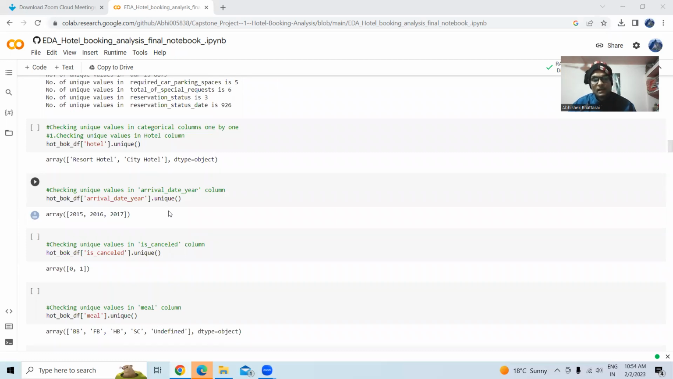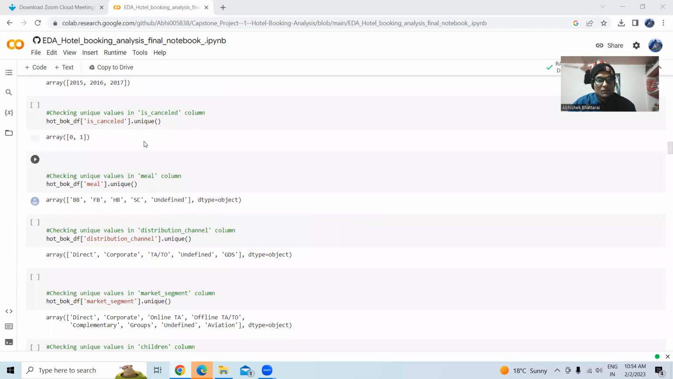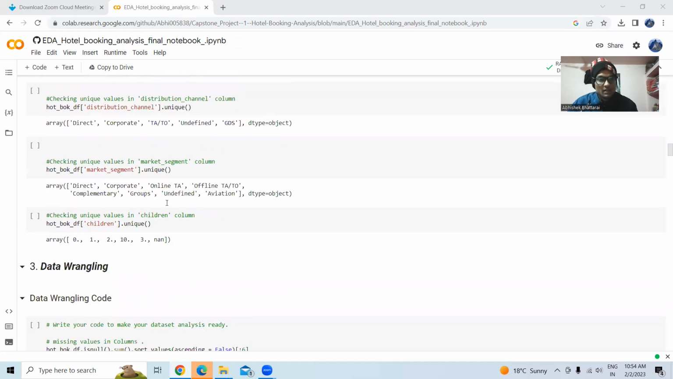Arrival date year has 2015, 16, 17, so this data set contains the data of three years. It gives us insight into hotel bookings for 2015, 16, and 17. The data set revolves around only these three years. Here you can see is canceled has unique values 0 and 1, and meal has unique values BB, FB, HB, SC, and undefined.